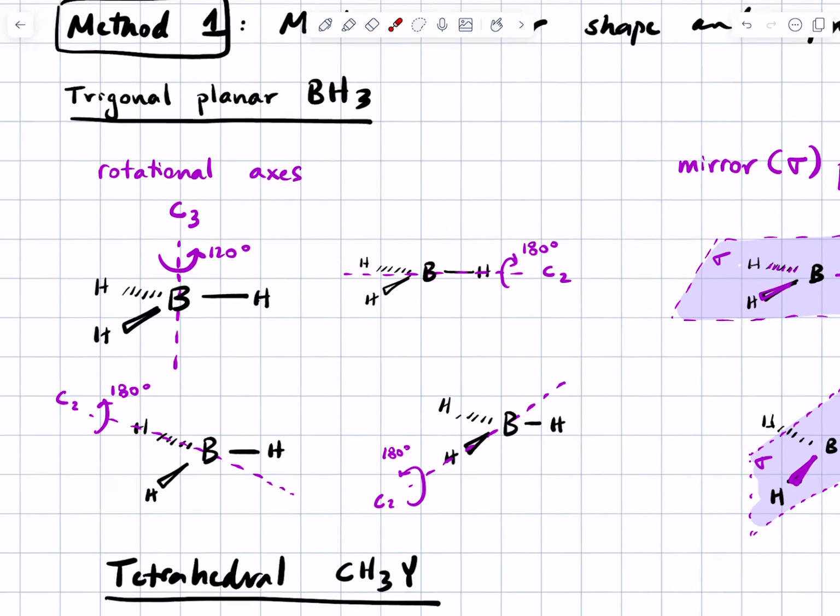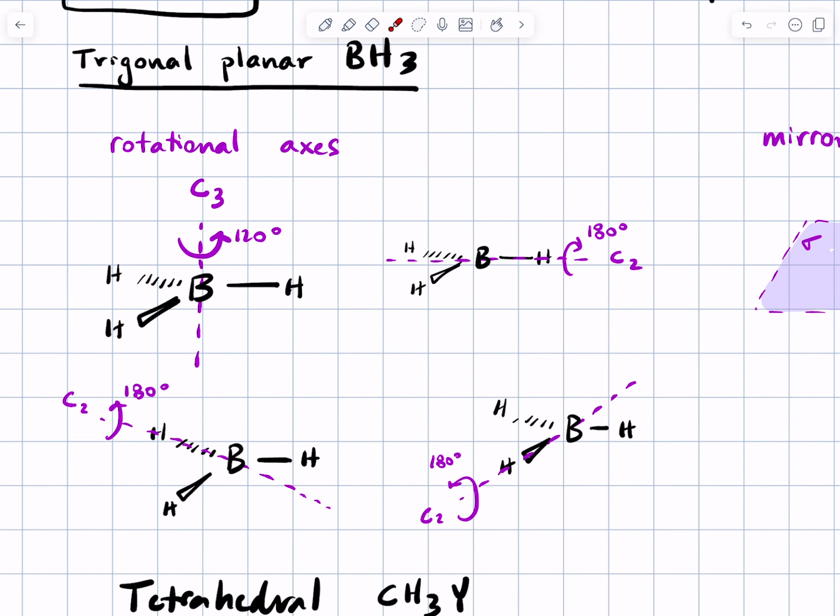So a rotational axis, here is BH3, it's trigonal planar. BH3 has multiple rotational axes of symmetry. One of them, if we think about these 4 atoms all being in the same plane, one axis of symmetry is perpendicular to that plane and goes through the boron. And it's a C3 axis because if you rotate around the axis by 360 divided by 3, which is 120, it's what's called a 3-fold axis of symmetry. If you rotate by 120 degrees, the protons are interchanged in their positions, but the molecule is the same. Okay?